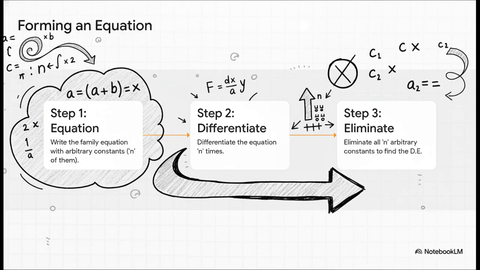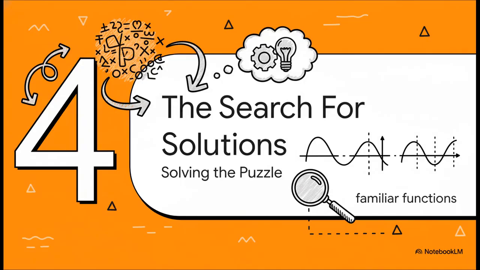The number of those constants tells you exactly how many times you need to differentiate the equation. Then, after you've done the derivatives, you just use some good old algebra to get rid of all those constants. And what you have left, that's the pure fundamental differential equation for that entire family of curves. So we can identify them, we can classify them, we can even create them.